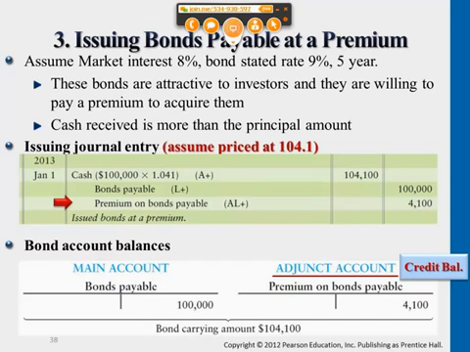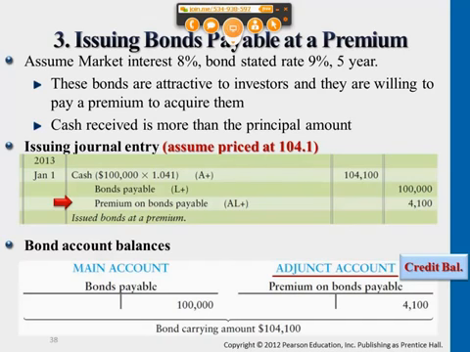Now this case is the opposite of discount. Here, the market interest rate is, for example, 9%, and the company is offering, for example, 10% or 11% interest. So at the time of issuance, the company will be collecting more than the face value, not just $100,000. The difference is what we call premium on bonds payable.